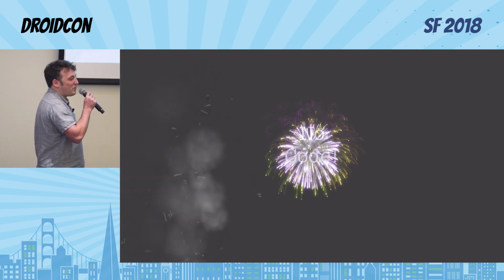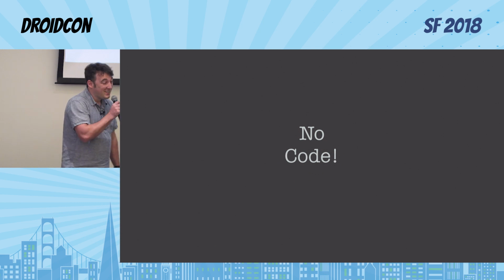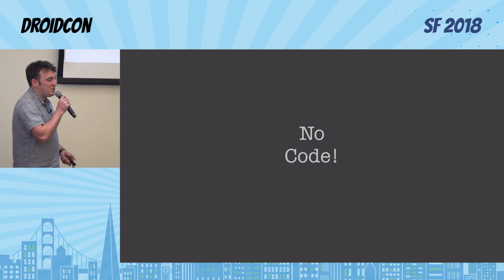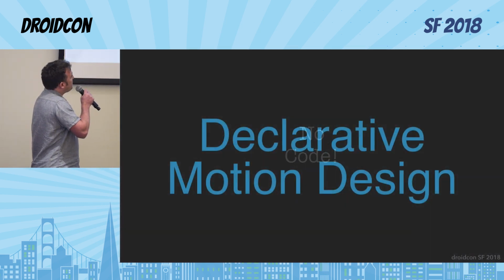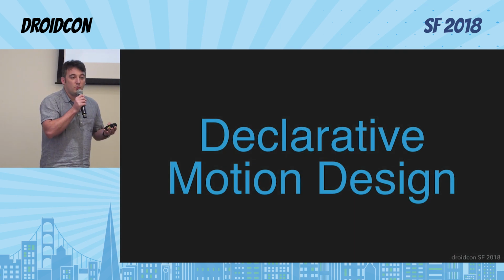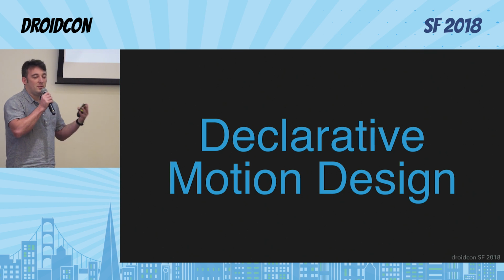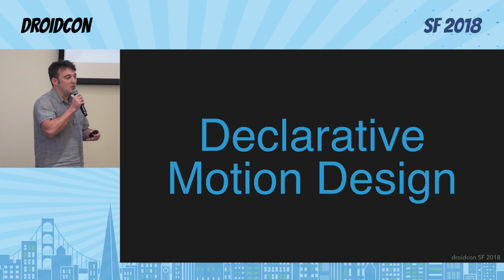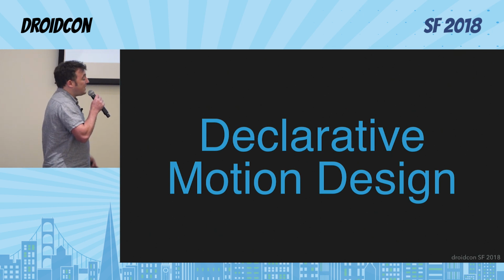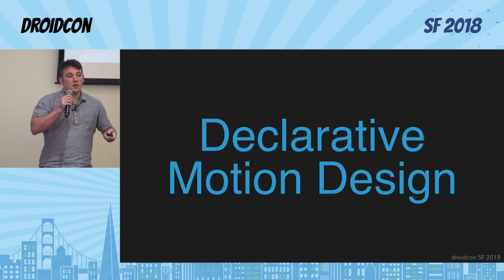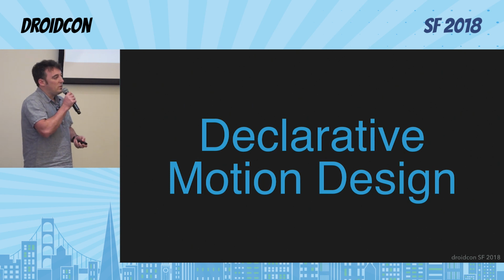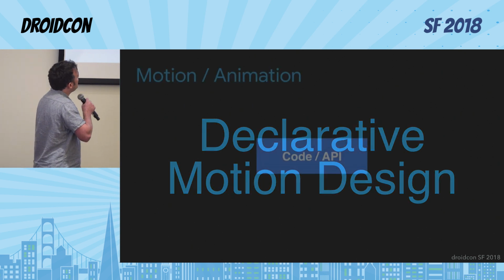So we kind of want to get rid of all of that, right? No code is, in that situation, much better. And we are trying to build a way for you to declare the motion so that we can take care of executing it in a nice way. And that's essentially what we've been working on this past year with Constraint Layout 2 and MotionLayout.